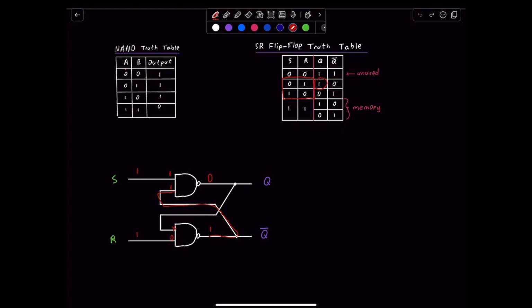Now, what happens when we have 1 for both S and R? Let's actually think about what happens in that case. Let's realize that these were our previous values, and then suddenly we changed R from 0 to 1. What's going to happen? Let's think about it real quick. So this is 1, and this value is 1.